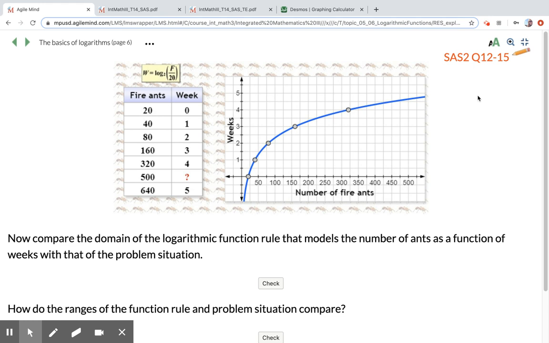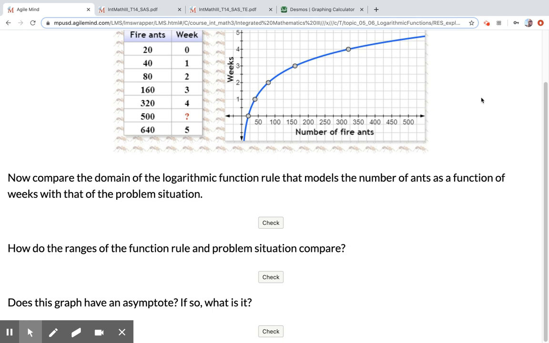So here's what I would like you to do. Question number 12. Can you compare the domain of the logarithmic function and the domain of the problem situation, like last time? Question number 13, do the same thing with the range. Talk about the range of the function rule and compare that to the range of the problem situation. Question number 14, which you do have to flip the page, does the graph have an asymptote? And if so, where is it? So go ahead and hit pause to answer all your questions and then hit play when you're ready to check your work.